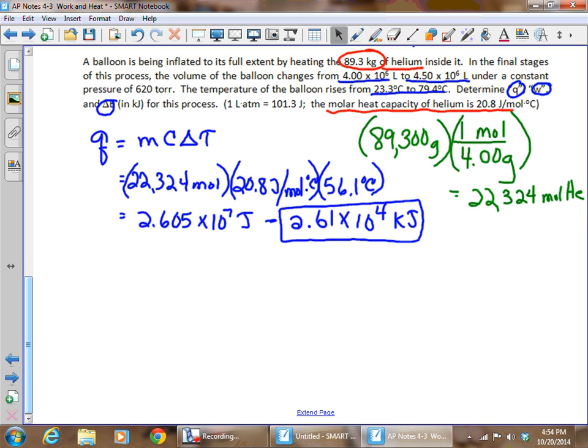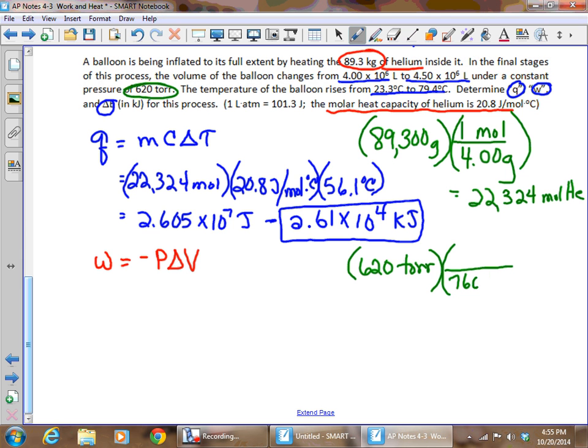Okay, so let's look at our next part of the problem, which is to find W. W, remember, is our negative P delta V equation. Now, we need a pressure. Remember that pressure, it said earlier, had to be in atmospheres, but they gave us pressure in 620 torr. So let's get that 620 torr and change it to atmospheres. If you remember, there are 760 torr in 1 atmosphere, so it looks like we're going to have a value that is less than 1.